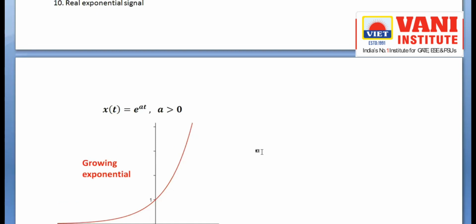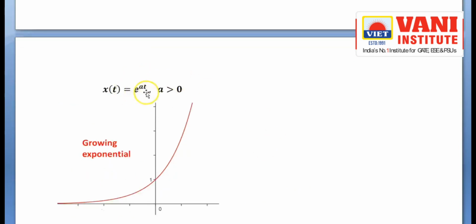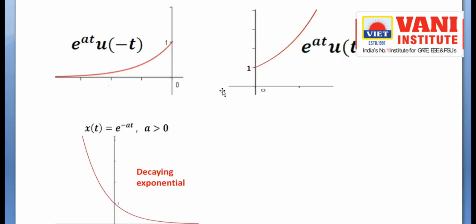Next one is real exponential signal. e power at. When a is positive, it is like this, a growing exponential. If you take e power at, growing exponential, on the right side, that is positive time, it is multiplied with u of t. Negative time, it is multiplied with u of minus t. If you observe with respect to time, the value is growing. Take 0 to infinity, that is u of t term. 0 to minus infinity, u of minus t term.